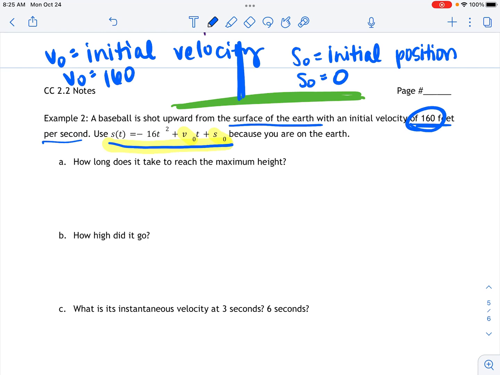So when I rewrite this equation, S of t equals negative 16 t squared. V naught is 160, so I'll write 160 t plus S naught, that is 0, so I'm not going to write it. So this is my final position equation, and I'll use it to answer all of the questions.